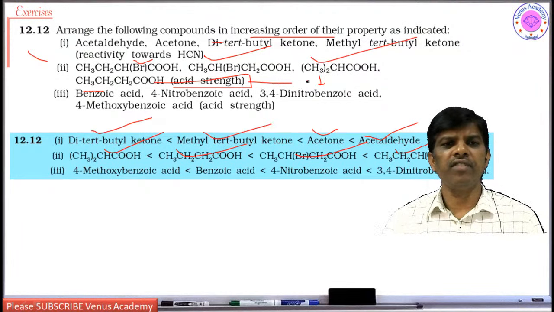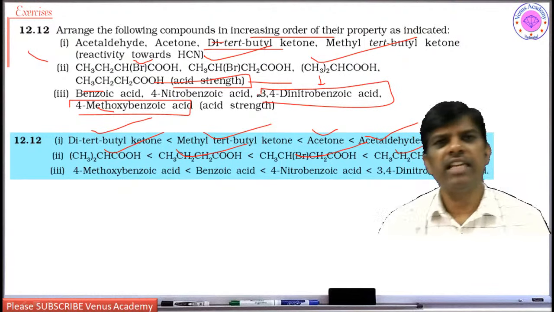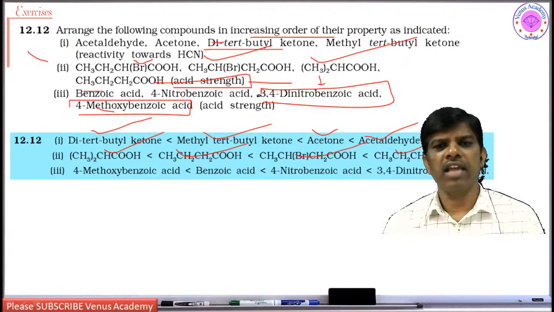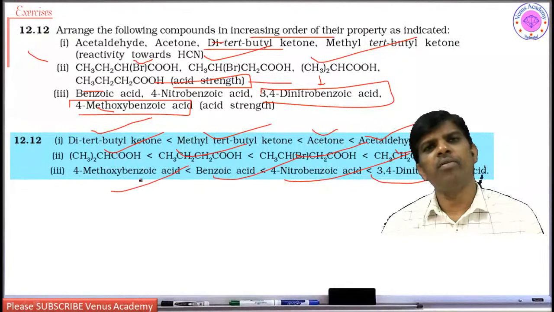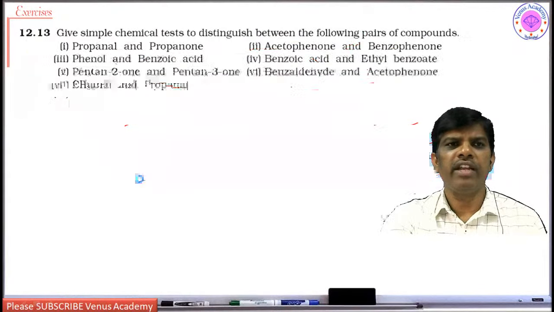When it comes to benzoic acid, 4 nitrobenzoic acid, 3,4 dinitrobenzoic acid, and 4 methoxybenzoic acid, what is the least? 4 methoxybenzoic acid is going to be the least acidic, and 3,4 dinitrobenzoic acid is going to be the strongest acid, because electron withdrawing groups increase the acidity of carboxylic acids. So 3,4 dinitrobenzoic acid is strongest, then 4 nitrobenzoic acid, then benzoic acid, then 4 methoxybenzoic acid. 4 methoxybenzoic acid is a weak acid because the methoxy group is an electron donating group.